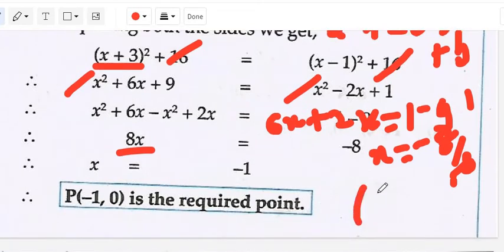That is x0, no? You consider that point as x0. X means what? Minus 1, 0 is the required point. That is your last answer.